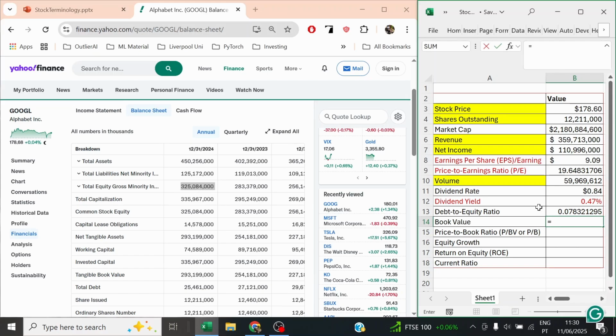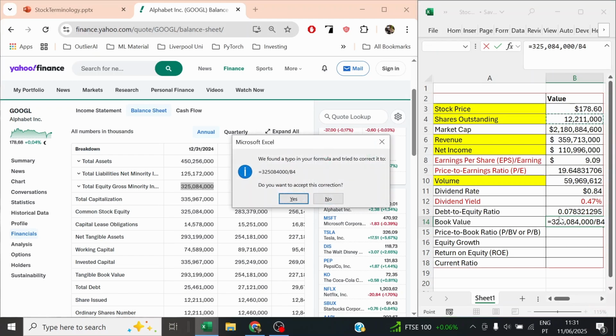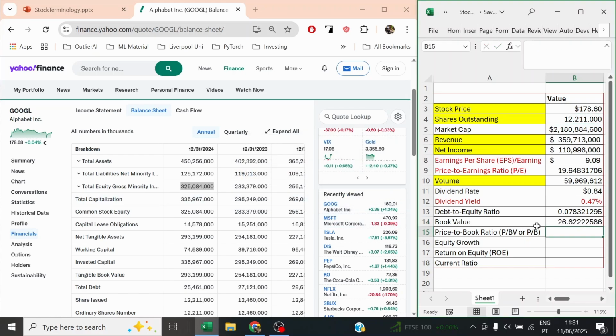So basically, we are already in the balance sheet, because you have to go to the balance sheet. You take the total equity and divide it by the number of shares outstanding. With the number of shares outstanding, I should have removed the comma, and then we have the book value. So for every share, you own $26 of book value.